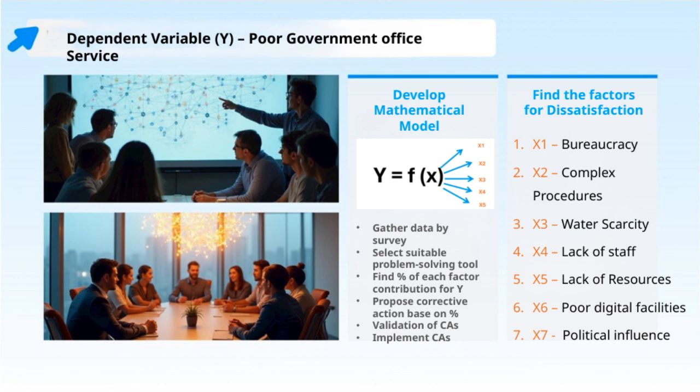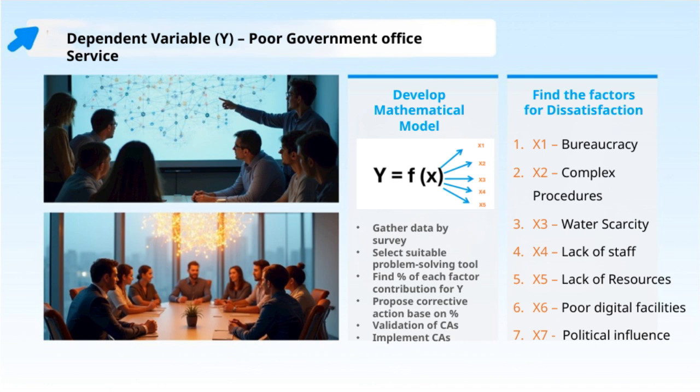After proposing these actions, it's important to validate them to ensure they are likely to be effective. Once validated, we move on to implementing the corrective actions to improve the service quality. In our analysis, we've identified several contributing factors, including bureaucracy, complex procedures, water scarcity, lack of staff, lack of resources, poor digital facilities, and political influence. For each of these, we find their specific contribution to the overall dissatisfaction.